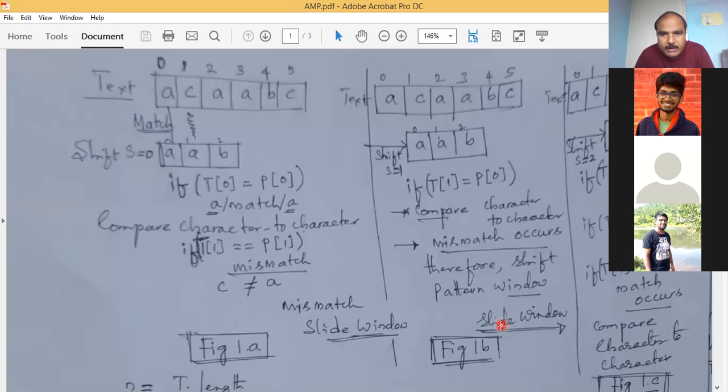Okay, so now that we understood this, we are going to write the code for the naive algorithm. Have you understood this? Yes, sir. Yes, ma'am.